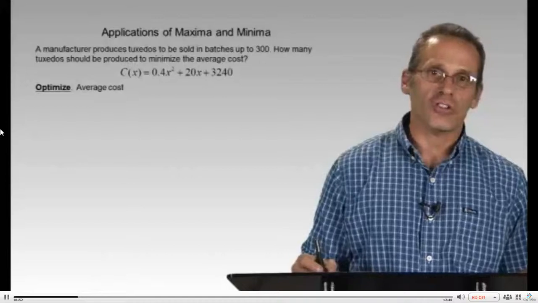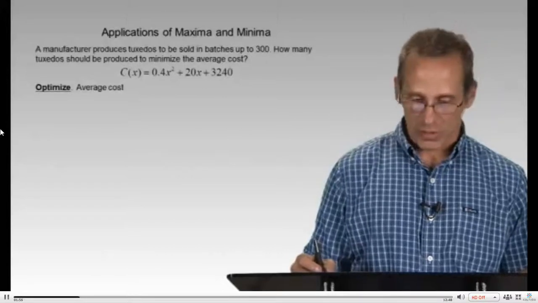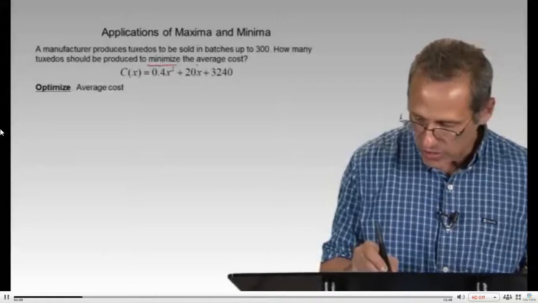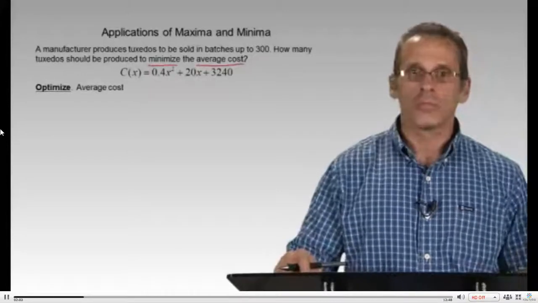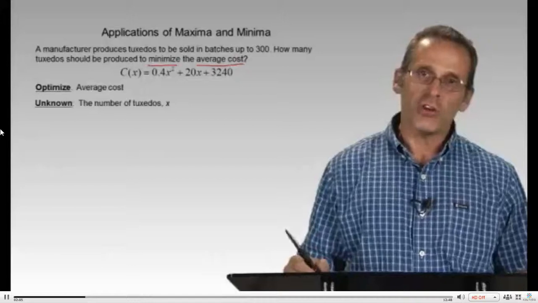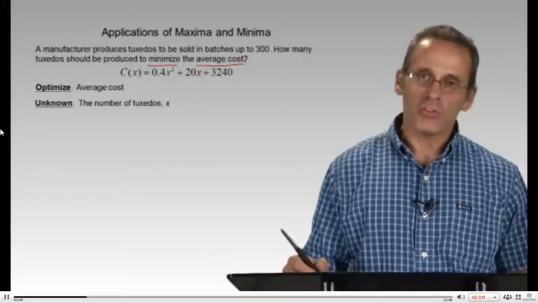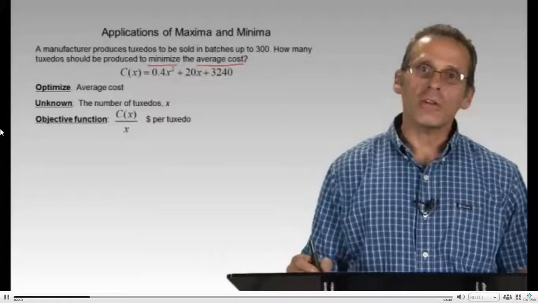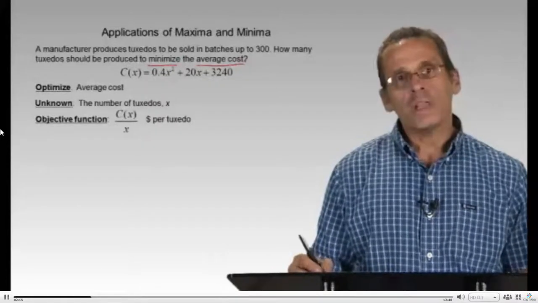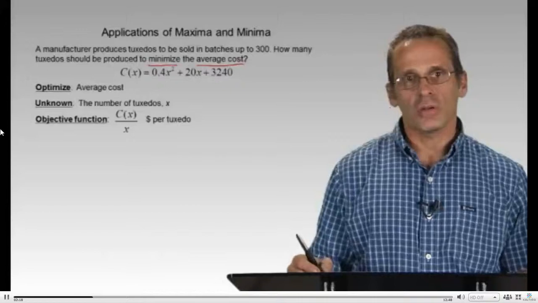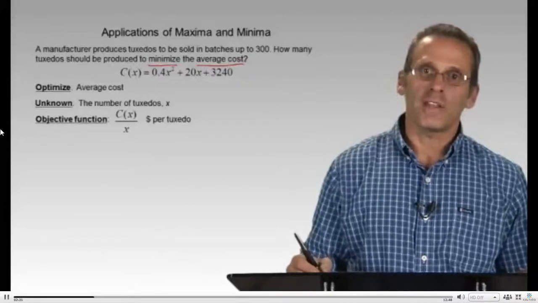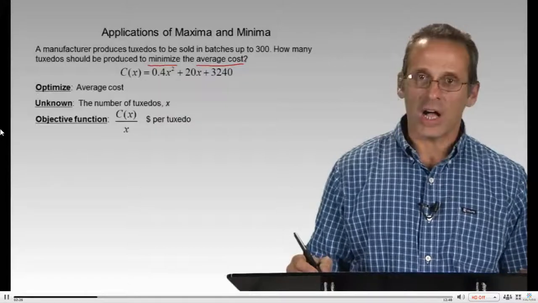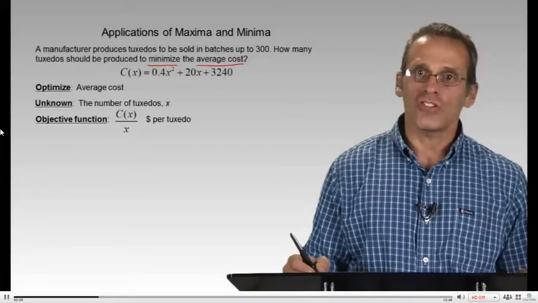First question we ask ourselves, what is to be optimized? Well, we go to words: greatest, least, maximize, minimize, and we see it's the average cost. What's the unknown? Well, that'd be the number of tuxedos, x. What is the objective function? Well, it would be the average cost function. This is determined by finding the quotient of the cost function in x. So the units would be cost dollars per each tuxedo.